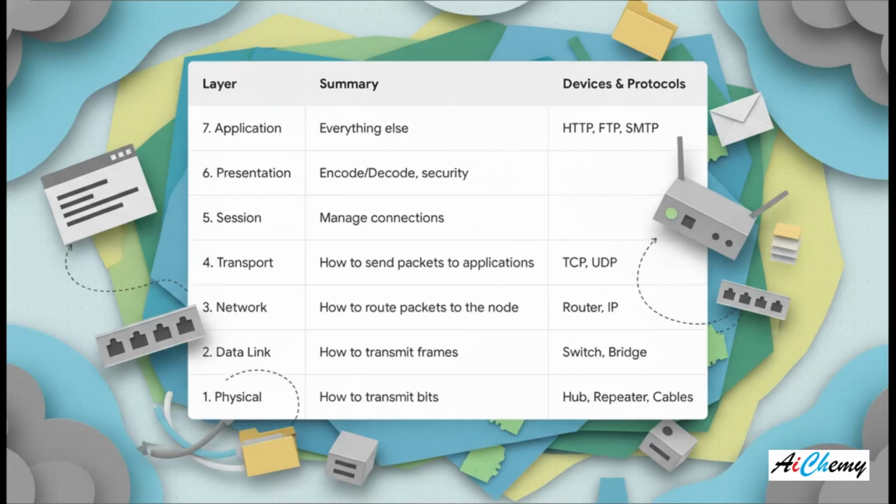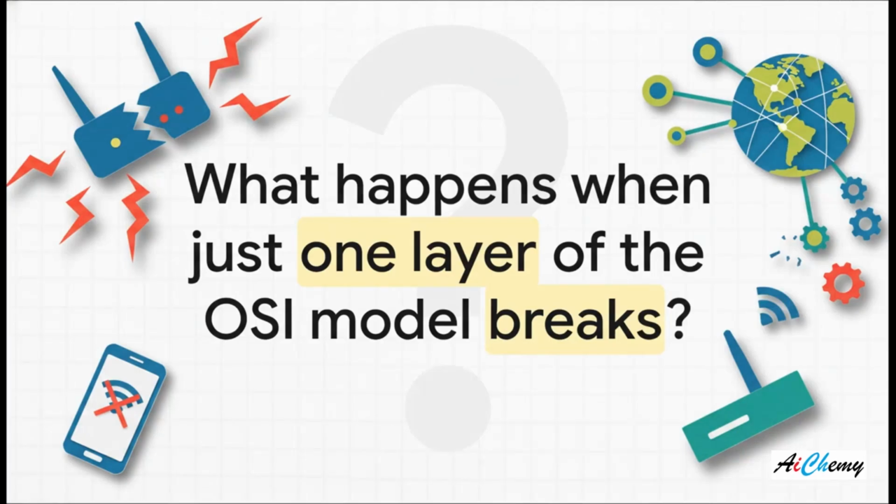This chart here does a fantastic job of summarizing everything. You can see each layer, its main purpose, and some of the real-world tech that operates there. So down at the bottom, layer 1, you've got your physical cables. Jump up to layer 3, the network layer, and that's where you find routers and the IP protocol. Layer 4, transport, is home to protocols like TCP, which handles that reliable delivery we talked about. And all the way at the top, layer 7, you've got the apps we all use running on protocols like HTTP for the web.